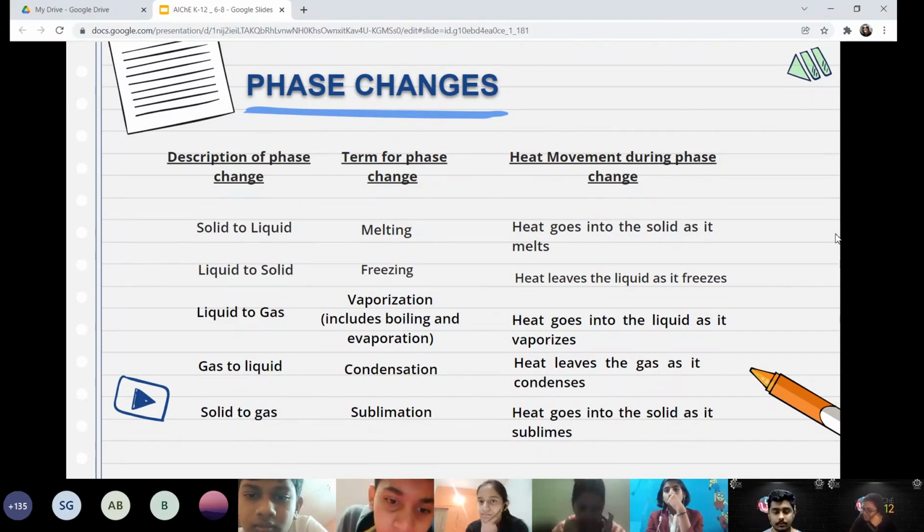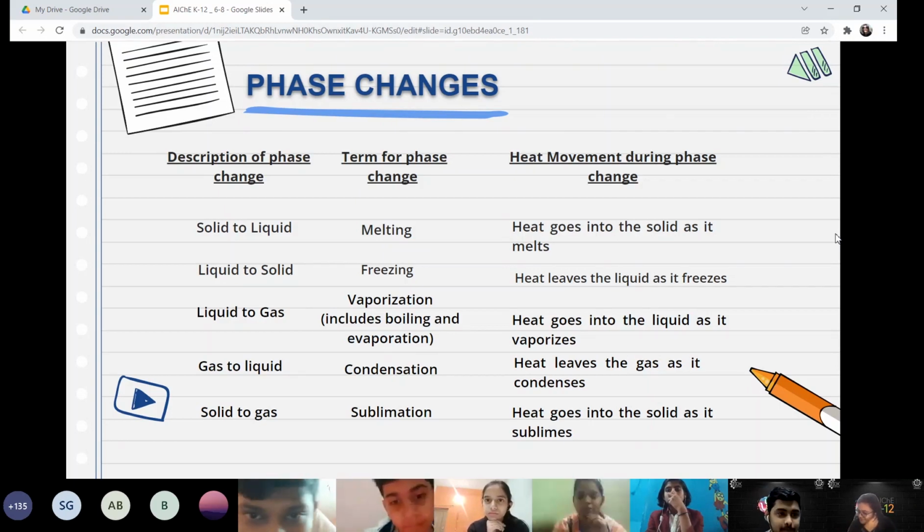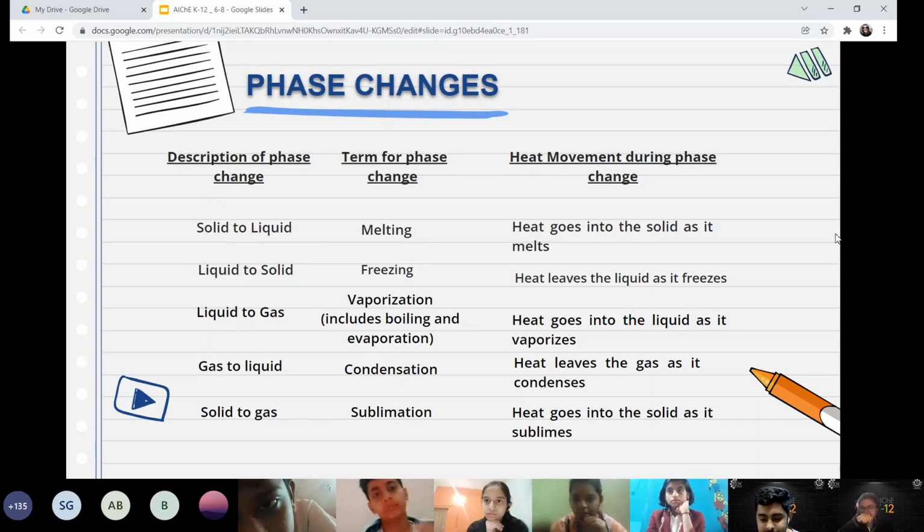And do you want to know what the process of phase change is called and how heat is involved in the process? So here is the slide explaining that. The first one is solid to liquid transition, that is called melting, and here heat goes into the solid as it melts. Liquid to solid transition is called freezing. Freezing is just the opposite of melting, and heat leaves the liquid as it freezes.